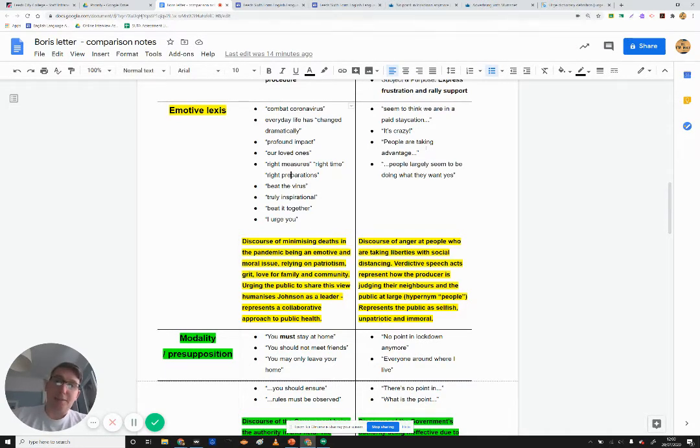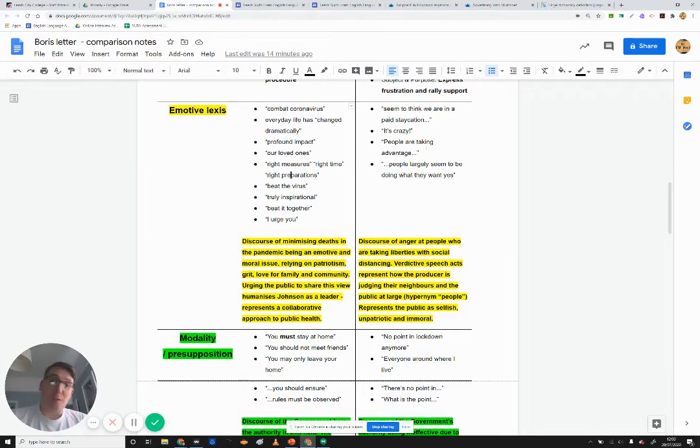Whereas in the other text, the discourse is not about that. The discourse is about very categorically anger. It's judgment. It's anger at people who are taking liberties with social distancing. It's saying people aren't doing it properly. In terms of pragmatics, we've got some interesting speech acts.